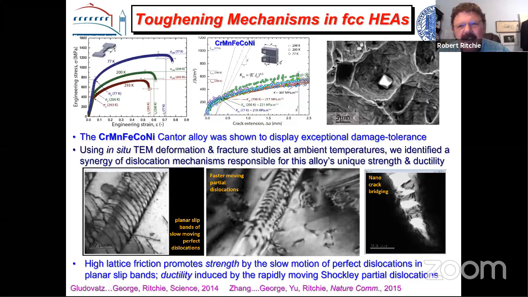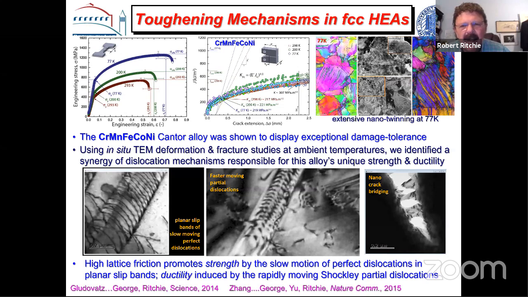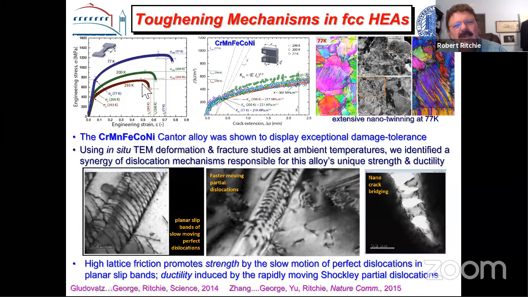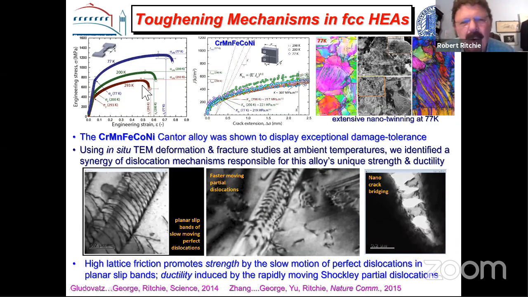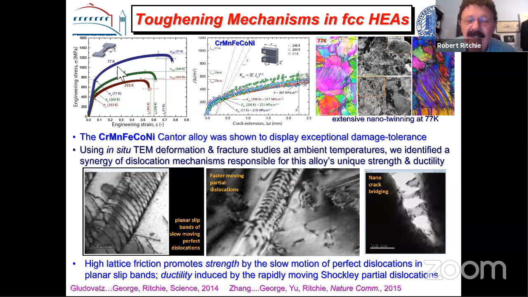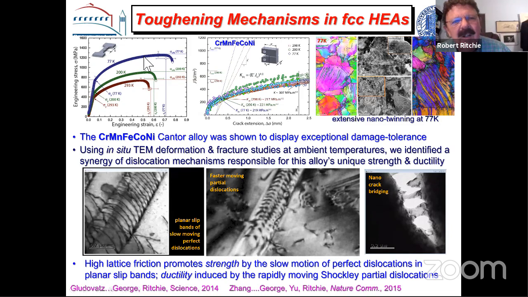So let's look at these. This is the Cantor alloy, the one with the 5 components. It has a nice ductile stress strain curve. It's got a strength of about 700 megapascals at room temperature. But I think, as you all know, as you go down in temperature, down to liquid nitrogen temperatures, it gets harder. Well, that's a no brainer, but it also gets more ductile. In fact, we get about 70% ductility at liquid nitrogen temperatures.